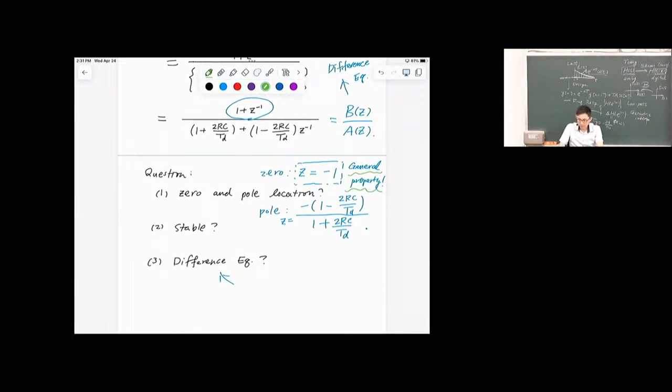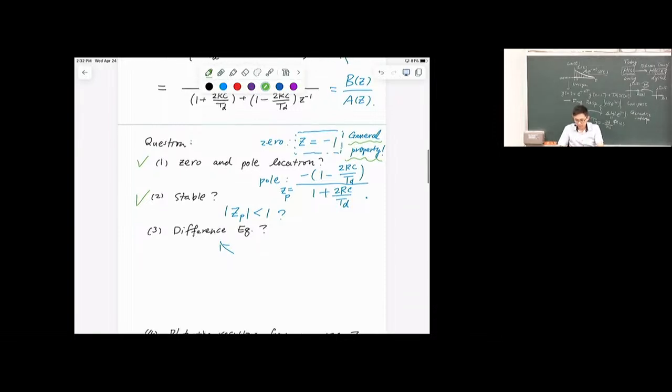Okay. So now we have checked the zero and pole location. How about stability? Is this system stable? Then we need to check whether the pole is inside the unit circle, right? We need to check whether the pole is inside the unit circle. So equally, if this pole is ZP, we need to check whether ZP is inside the unit circle. That's a question to ask. And it appears to me that indeed this system is stable. Okay? Yeah, you need to check that.